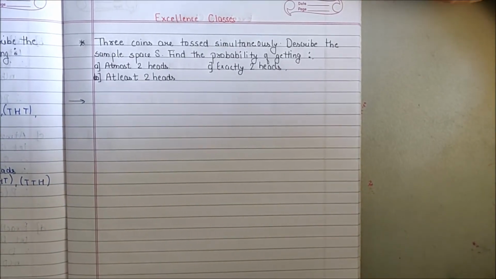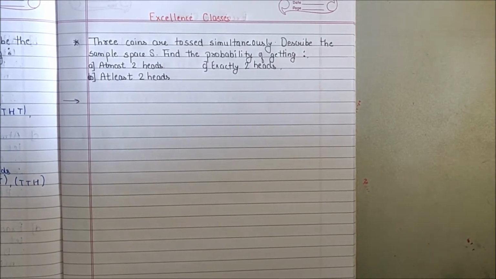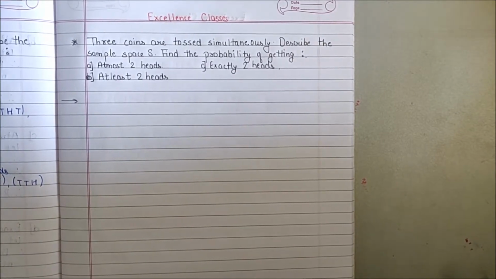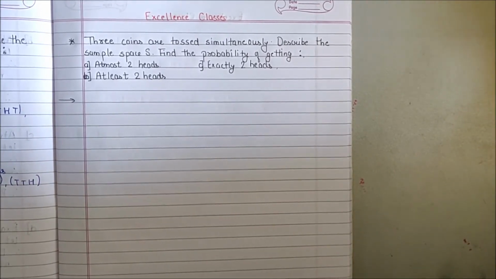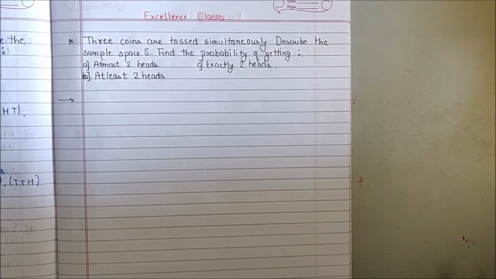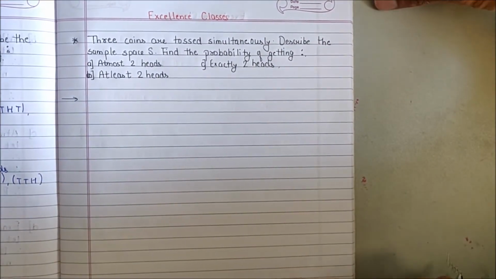In the next example, 3 coins are tossed simultaneously and they are asking us to describe the sample space, and also find the probability of getting at most 2 heads, at least 2 heads and exactly 2 heads. So let us describe the sample space first.